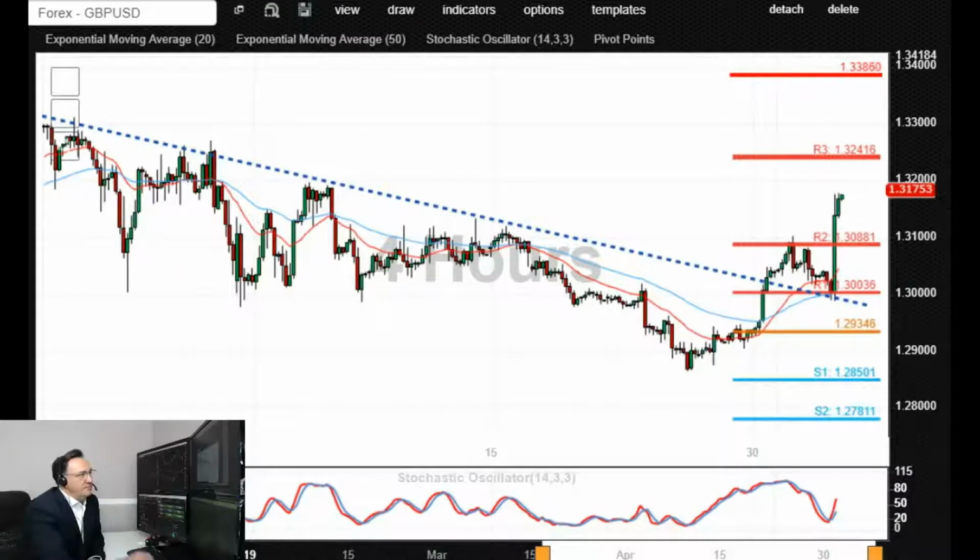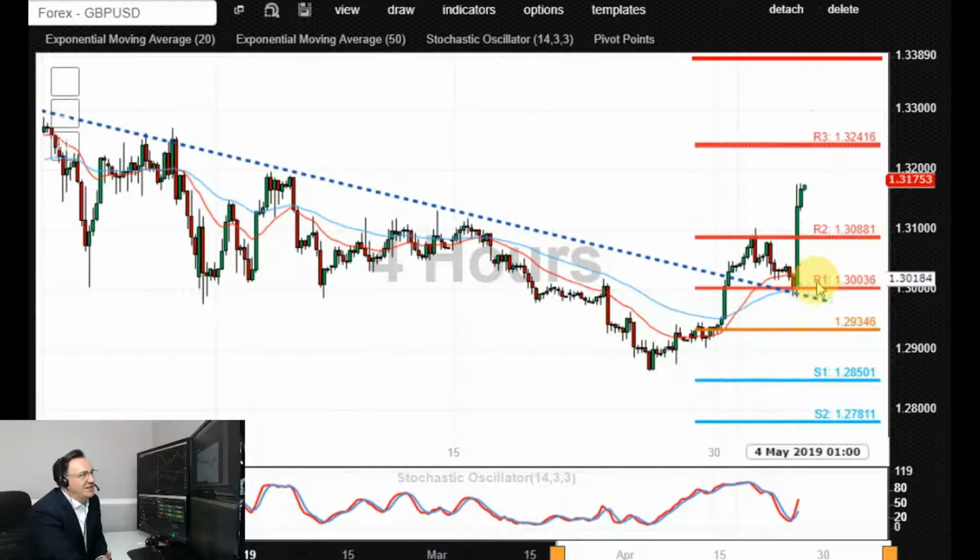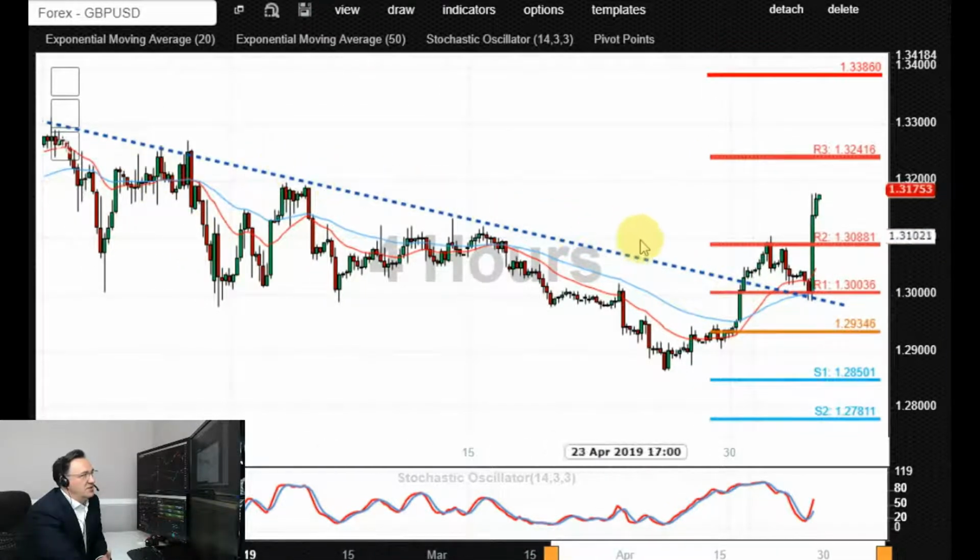1.1476. Very similar situation with cable, sterling dollar. Sterling dollar was under pressure. The key level for us to watch was at that 1.3030 level, 1.3080 level. Finally, the price broke through this previous resistance, which was represented in a falling resistance trend line, and we had a retest of that level from above as a newly found support.